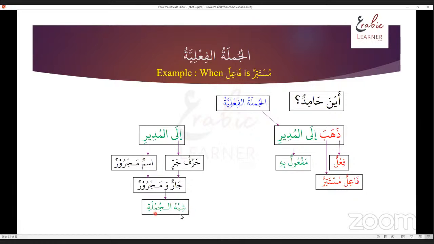Why have I not written Shibhu Jumla Khabar? Because this sentence is Jumla Fi'liya. In Jumla Fi'liya, I am not looking for Khabar. I am looking for Fi'l, Fa'il, Maf'ool. So I will just call it Shibhu Jumla. It's like a sentence. So this is the analysis of the Jumla Fi'liya.